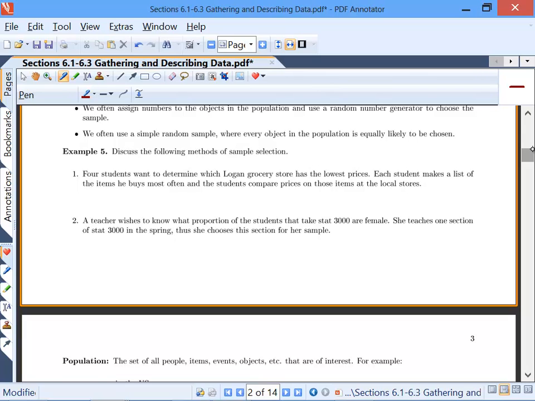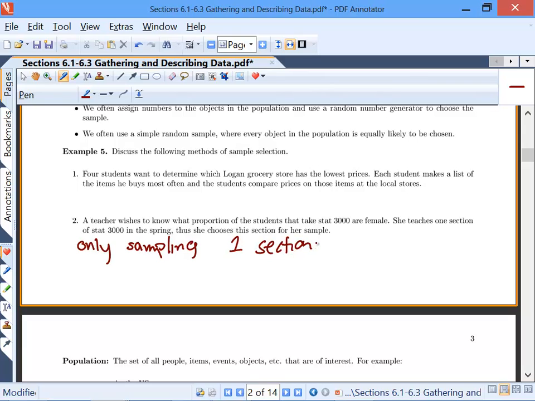For our next example, a teacher wishes to know what proportion of the students that take Stats 3000 are female. She teaches one section of Stats 3000 in the spring, so she chooses this section for her sample. Can you think of any issues with this? Well, she's only sampling one section of it, not the whole thing.